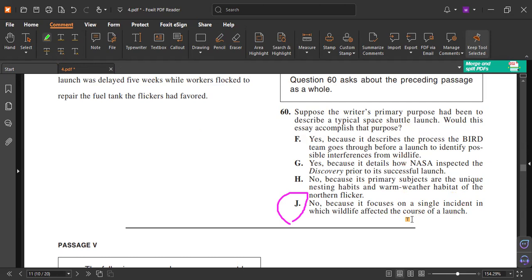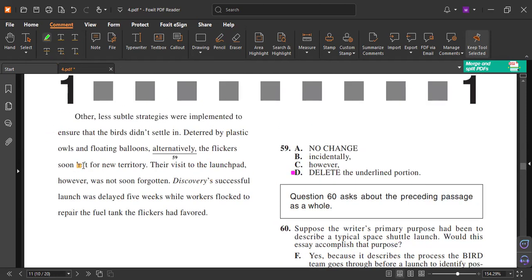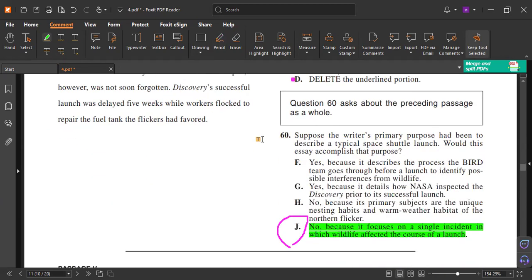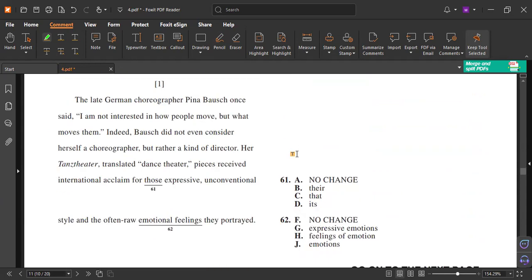So I saw this like a week ago. I don't even remember anything. You revised the last paragraph to find it. Yes, of course. Why not? You did your best. How about choreographing? 61 is B. Correct.